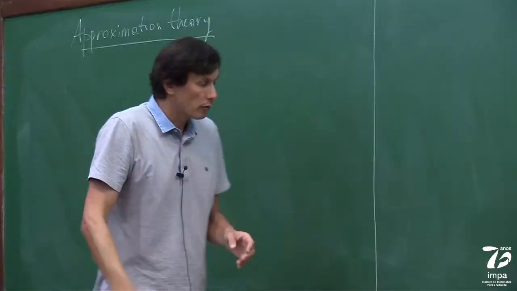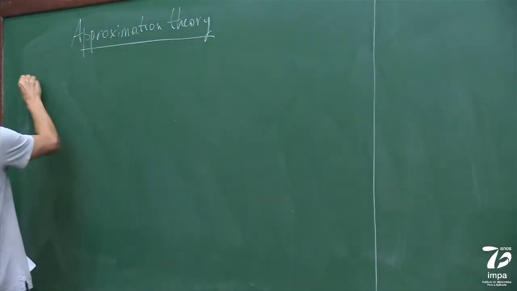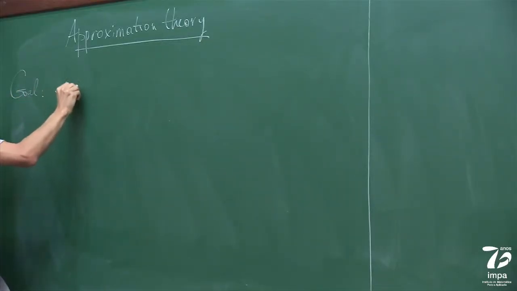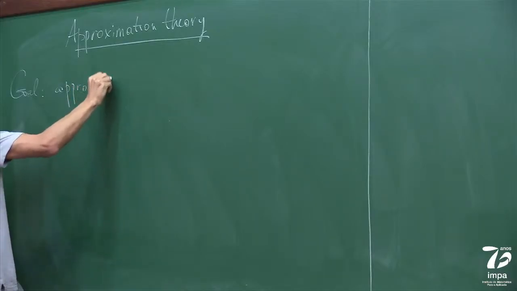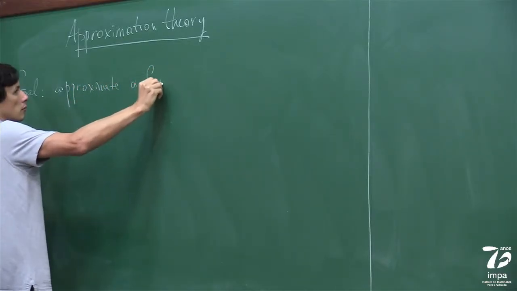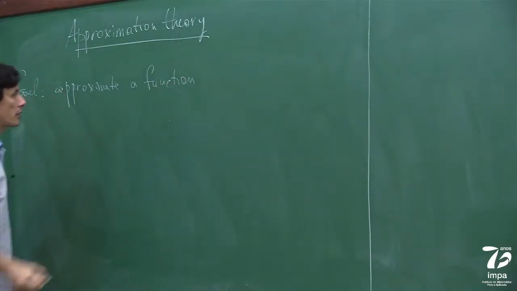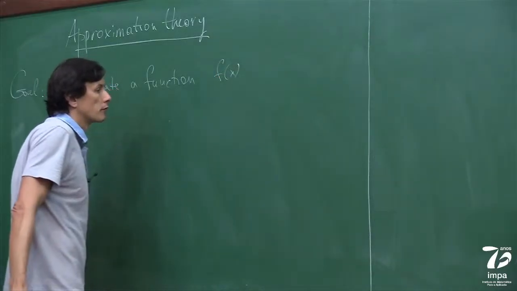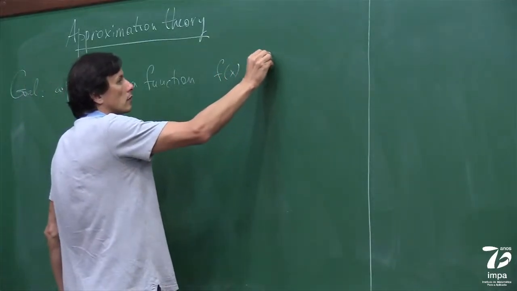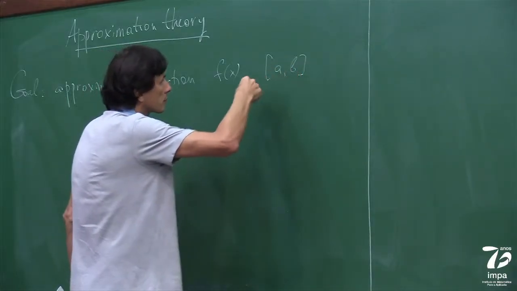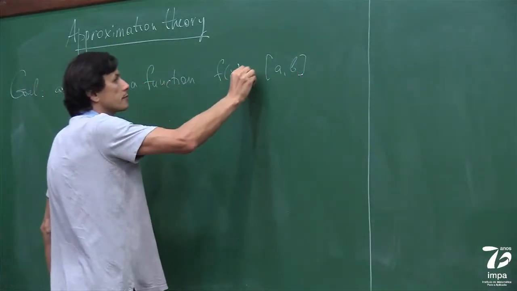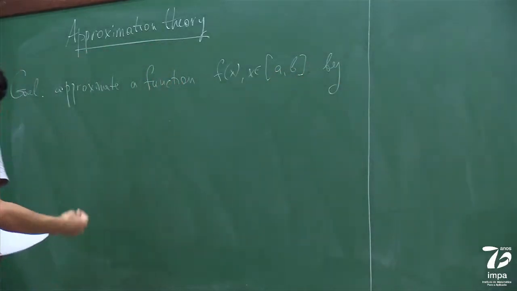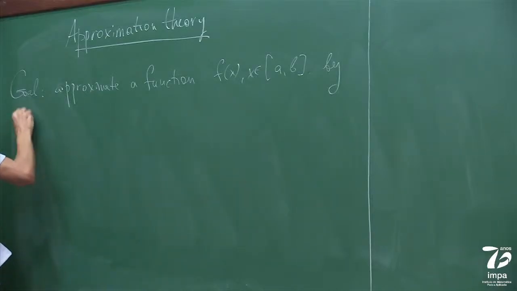Approximation theory. Well, the goal is simple. The goal is to approximate a function. So in the basic case, it's a function of a real variable on an interval, with some variations, by some functions that you know, so by elementary functions.